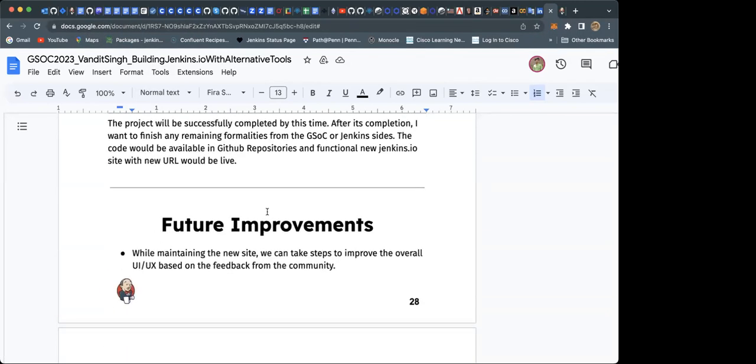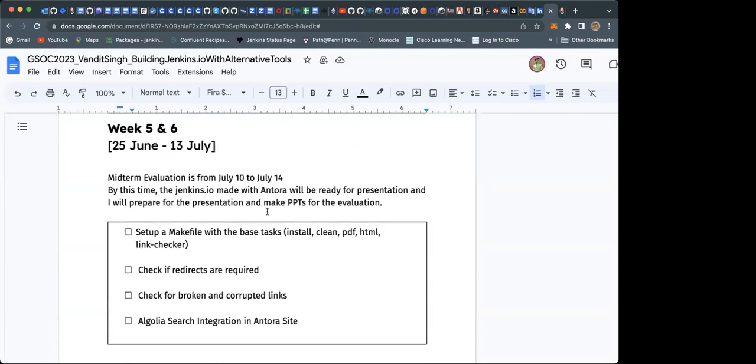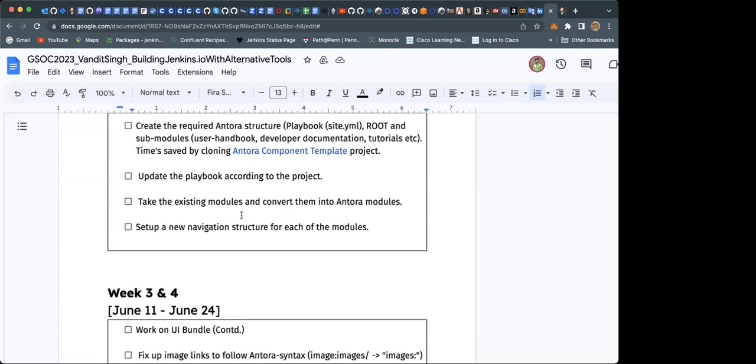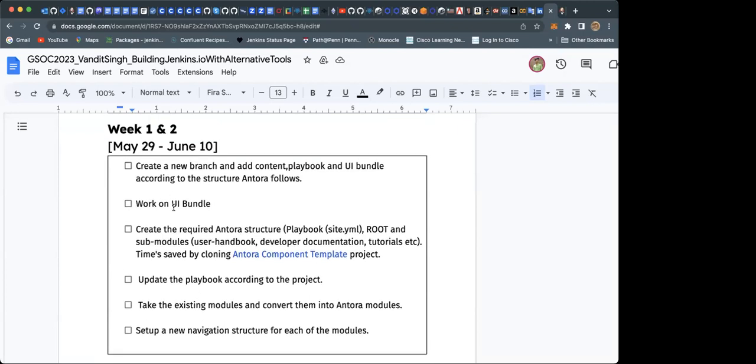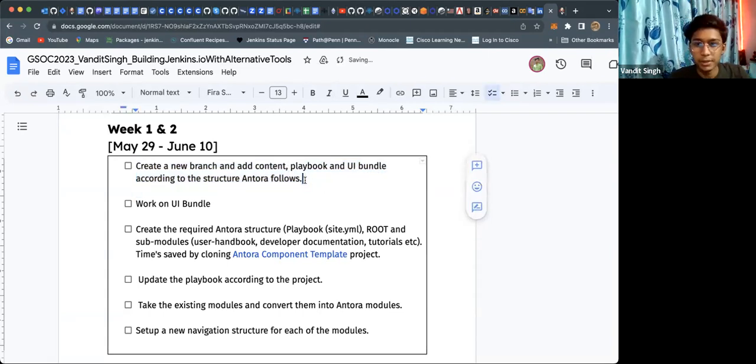Okay, so also let's see efficient improvements. I think our timeline was not very detailed, but it was sufficient to get a glimpse. So we have to check whether you have everything here. First thing, UI bundle. Have you done this step already? I have to, yeah, I have done that. I just have to start working on the UI bundle, which will be comparatively easy because I'll have to implement the table of contents and the sidebar to match the current Jenkins layout and the colors.